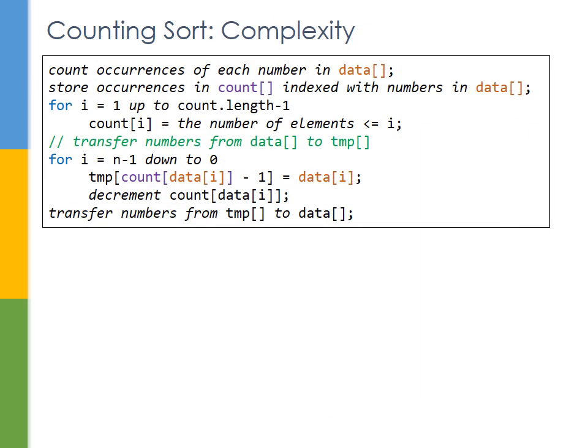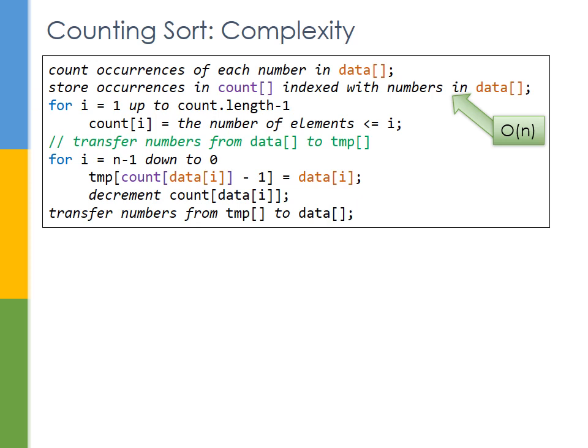Let's now turn our attention to a complexity analysis of the counting sort algorithm. So the first component of the counting sort algorithm is over here, and this is responsible for counting the number of occurrences of each number in the data array and storing those occurrences in the count array. Now this of course requires a full iteration over all of the elements within the data array, which means that we will then be performing n steps, meaning that the complexity then of this portion of the algorithm is O(n).